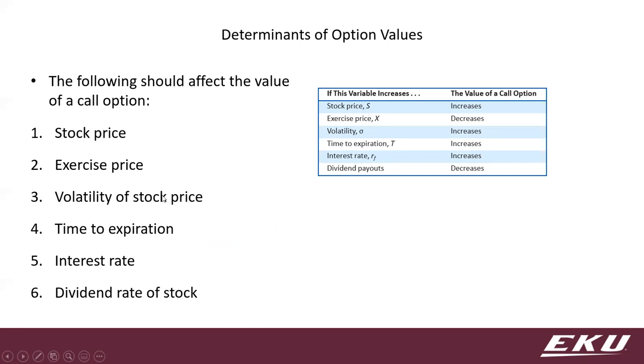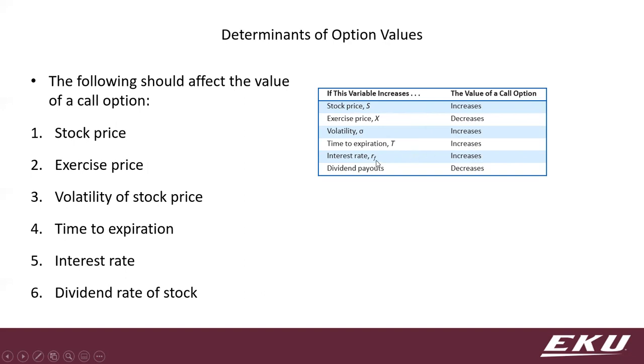These are all the things that go into your stock or your option price. So if the stock price is going up, then the call options will go up. If the exercise price goes up, so there's going to be less wiggle room between those, then the value of the option goes down. If there's more volatility, there's more time value, so that makes it go up. The more time we have, the more time value.